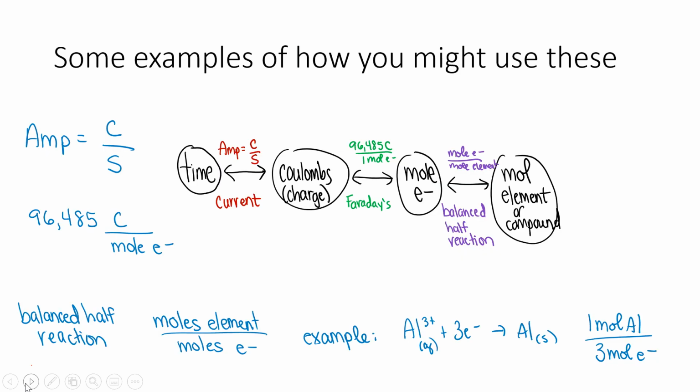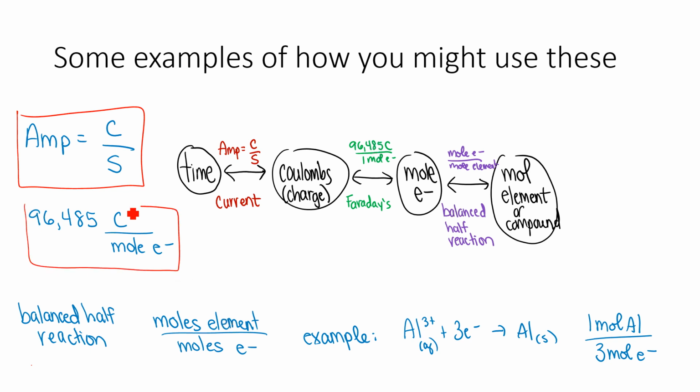Okay. So thinking about these values that I mentioned earlier, notice we mentioned a few ratios. So we mentioned that an amp is a coulomb per second. And that we have another ratio here. So here's the one ratio, amp is a coulomb per second. Then we said Faraday's constant is 96,485 coulombs per mole electron.